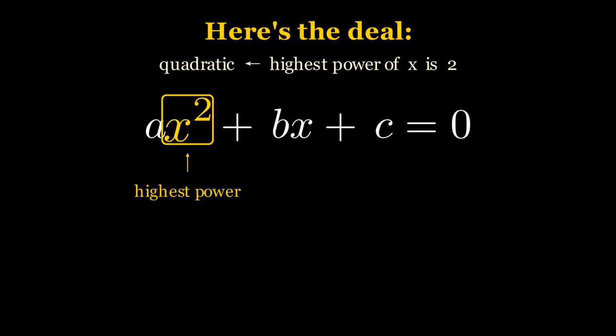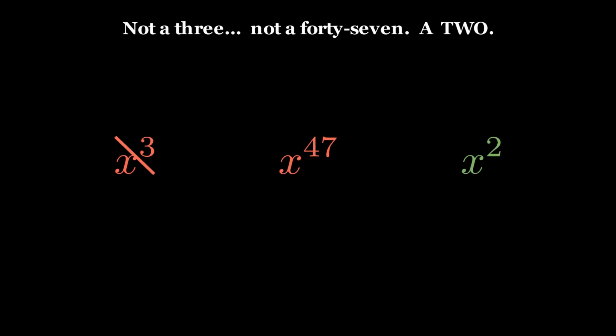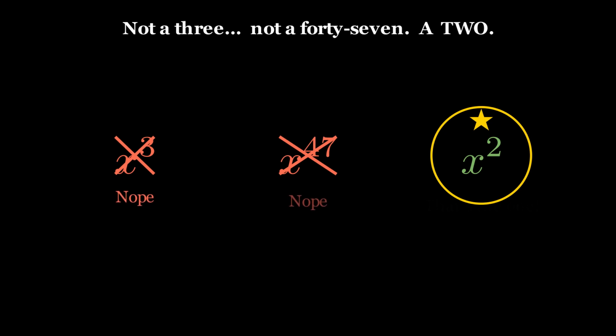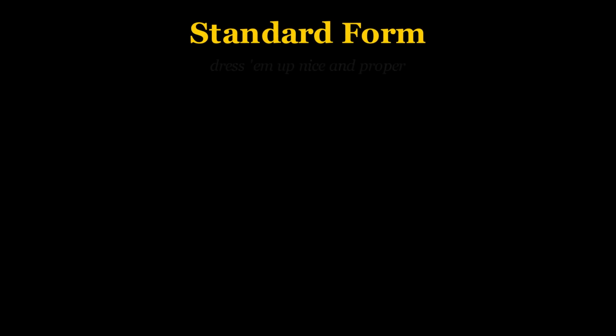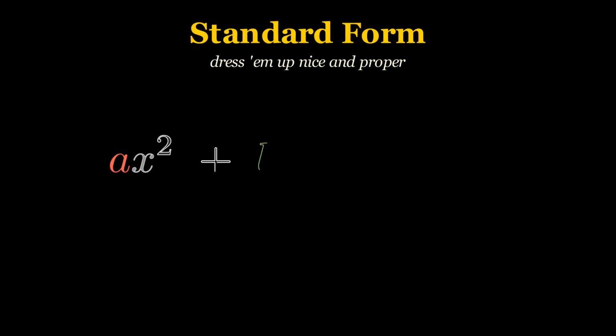That little floating 2 up top, the square, that's the boss. As long as the biggest exponent in the room is a 2, you got yourself a quadratic. Not a 3, not a 47, a 2. Anything bigger strutting around, and it ain't a quadratic no more. It's a whole different animal. We dress 'em up nice and proper in what we call standard form.